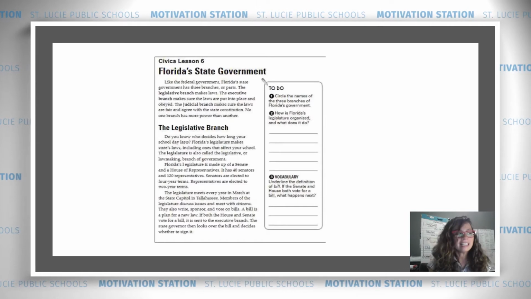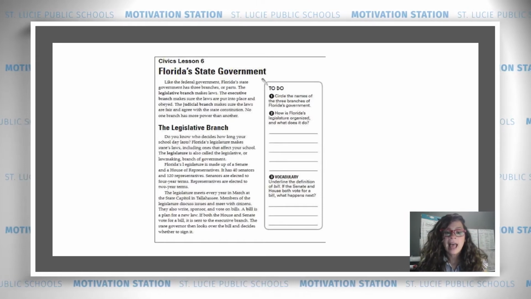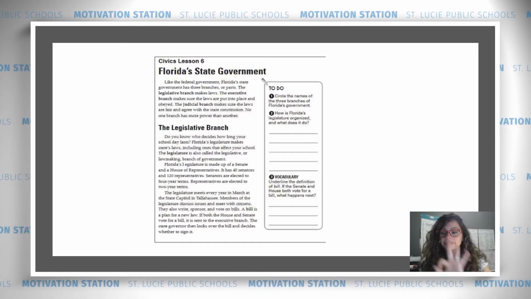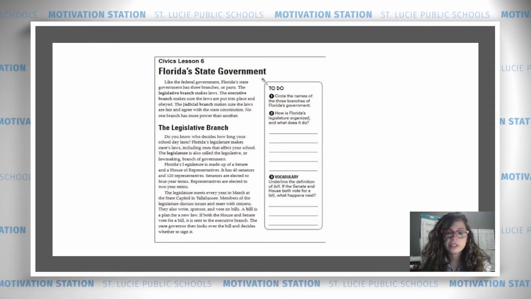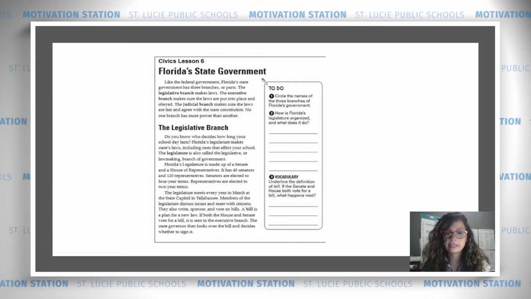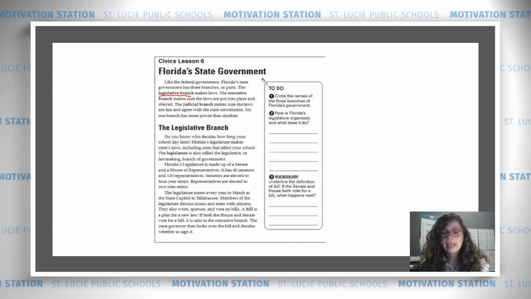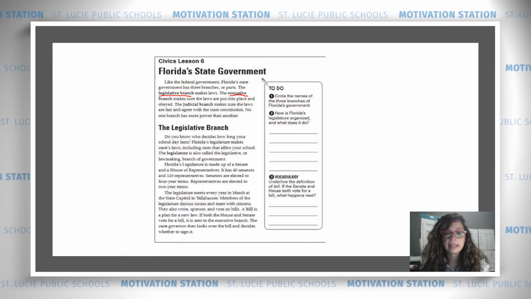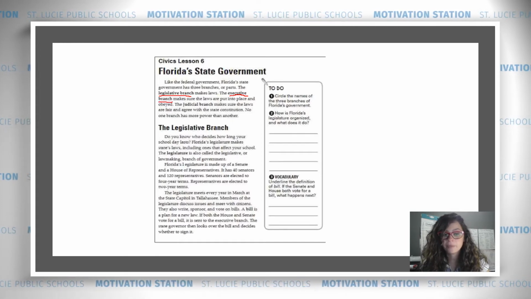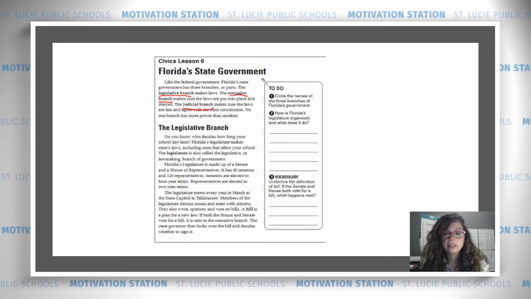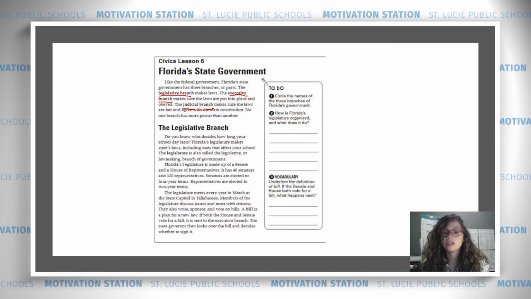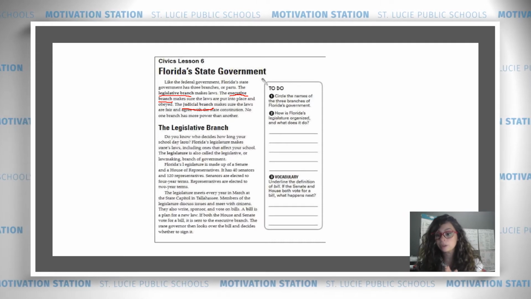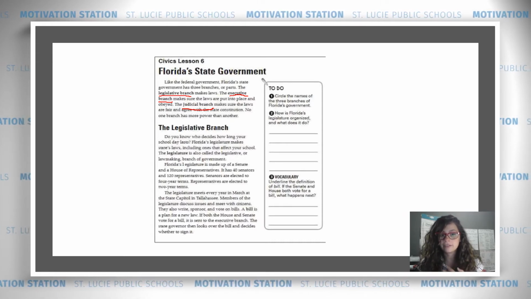So let's get started. Let's read our passage. Like the federal government, Florida's state government has 3 branches or parts. So how many? 3. The legislative branch makes laws. That's our first one, the legislative branch, and they make laws. The executive branch makes sure that the laws are put into place and obeyed. So that is our next branch, the executive branch. The judicial branch makes sure that the laws are fair and agree with the state constitution. No one branch has more power than the other, so they all have equal power.